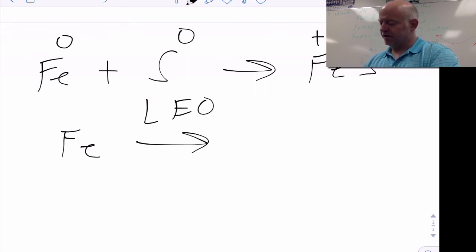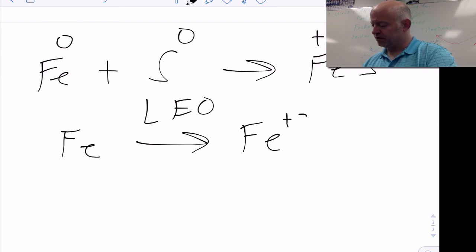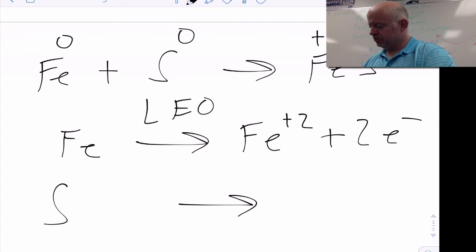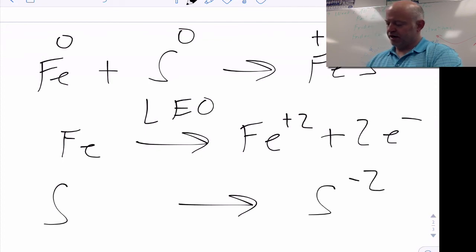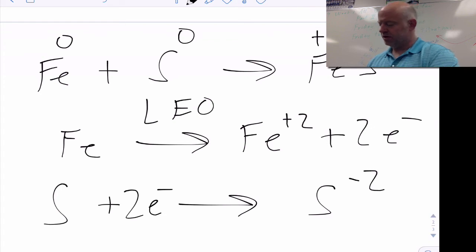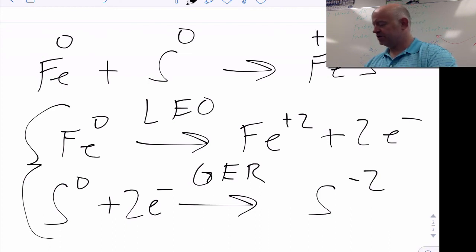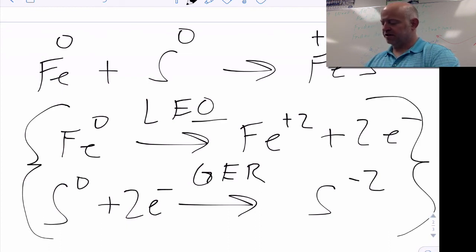So the iron ended up being iron 2+ plus 2 electrons. The sulfur went from a 0 to sulfur as a -2. So the sulfur had to gain 2 electrons, because it was gaining electrons, to be reduced. These both were zeros, gain 2 electrons, and become sulfur 2-. So again, if we had to write up the half reactions, these right here are your half reactions, for the oxidation of the iron and the reduction of sulfur.